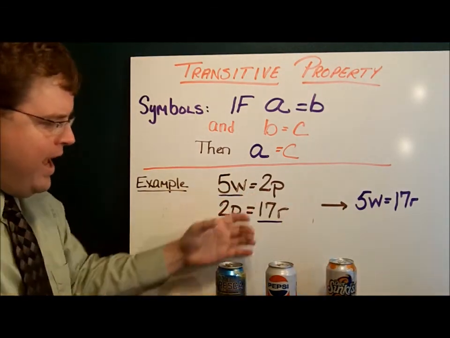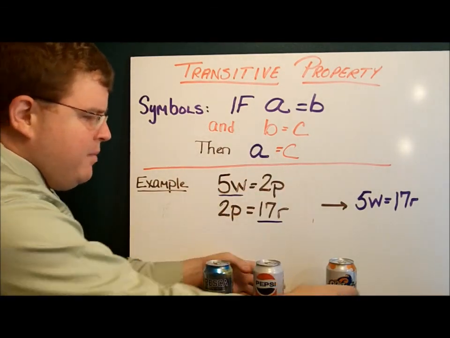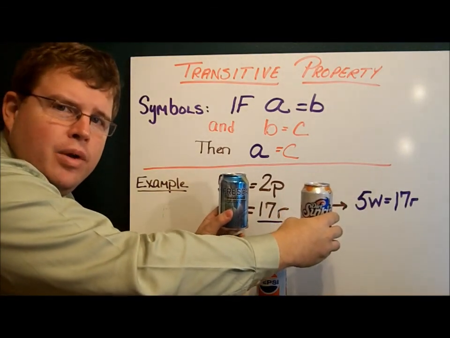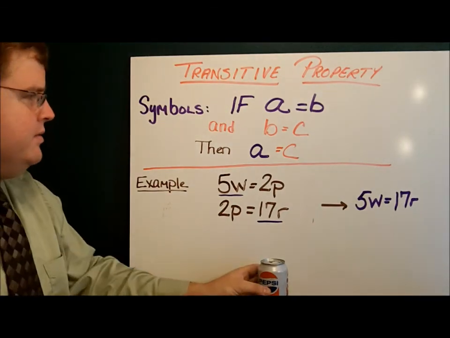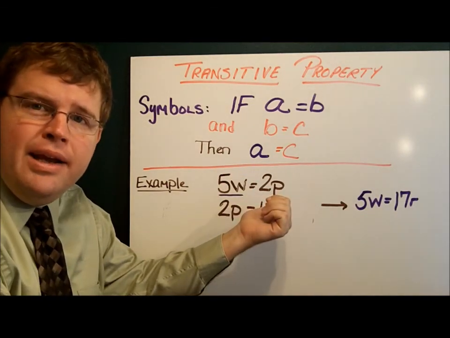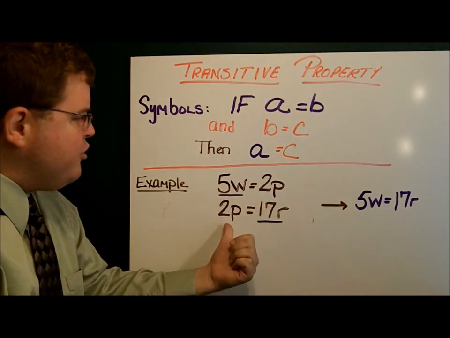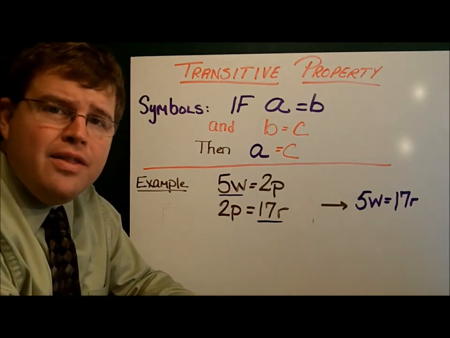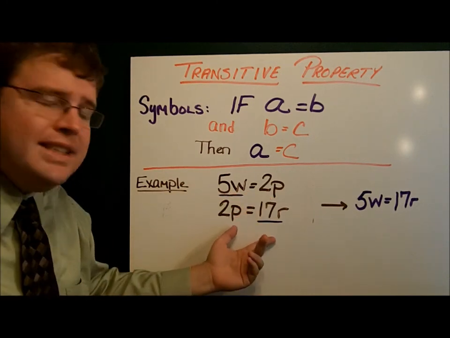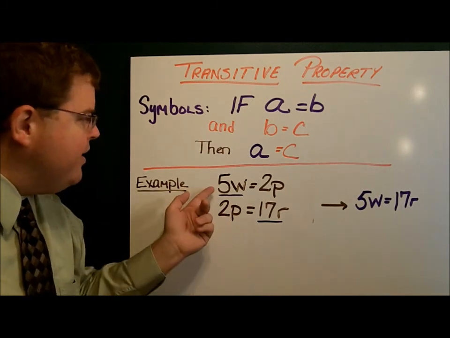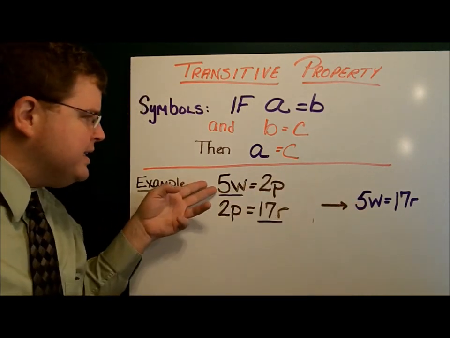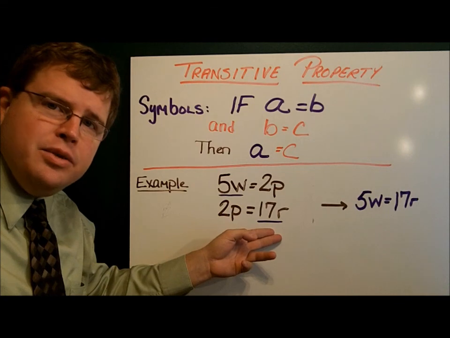And so if A equals B and B equals C, then A and C must also be equal. That's the transitive property. If we want to look at it in a little more mathematical example, suppose we have 5W equals 2P. We have a nice equation there. And 2P is equal to 17R. We have another nice equation there. Well, if 5W and 2P are the same, and 2P and 17R are the same, then 5W and 17R must also be the same, because this one is the same as 2P, and this one is the same as 2P.